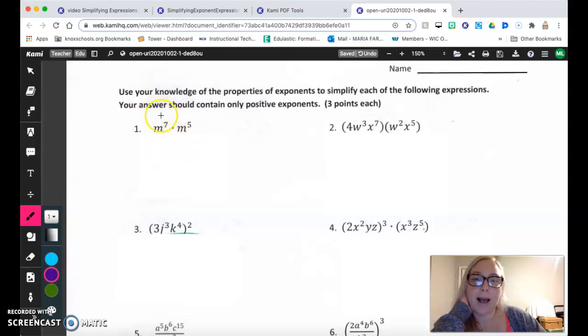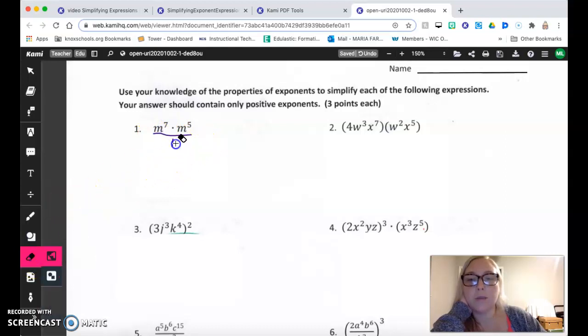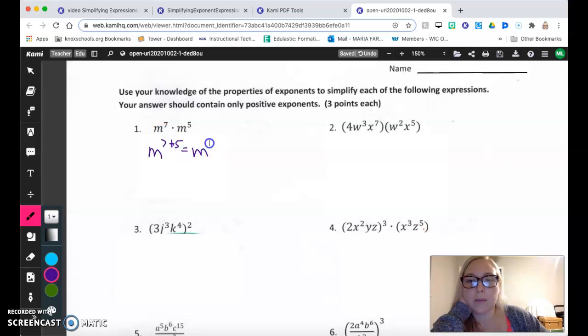We do not have a power being raised to another power here. We do not have any negative exponents, but we do have two exponential expressions with the same base on the same side of the fraction bar, because you would think that there's an invisible fraction bar here with the one underneath. So they're on the same side. This is just our product rule, which means we keep our base and we just add those exponents. 7 plus 5 equals m to the 12th power, and that's your simplified expression for number one. That one is pretty basic.